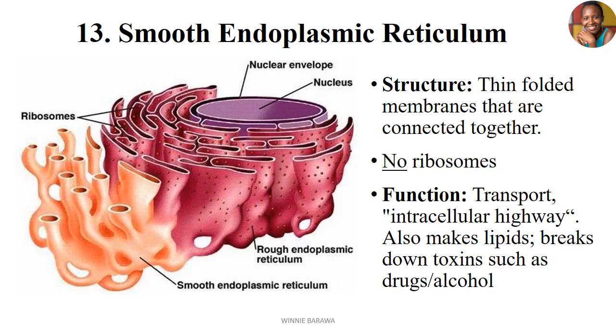However, what you need to remember is the smooth endoplasmic reticulum does not have ribosomes. It is away from the nucleus. That's key for you to know.